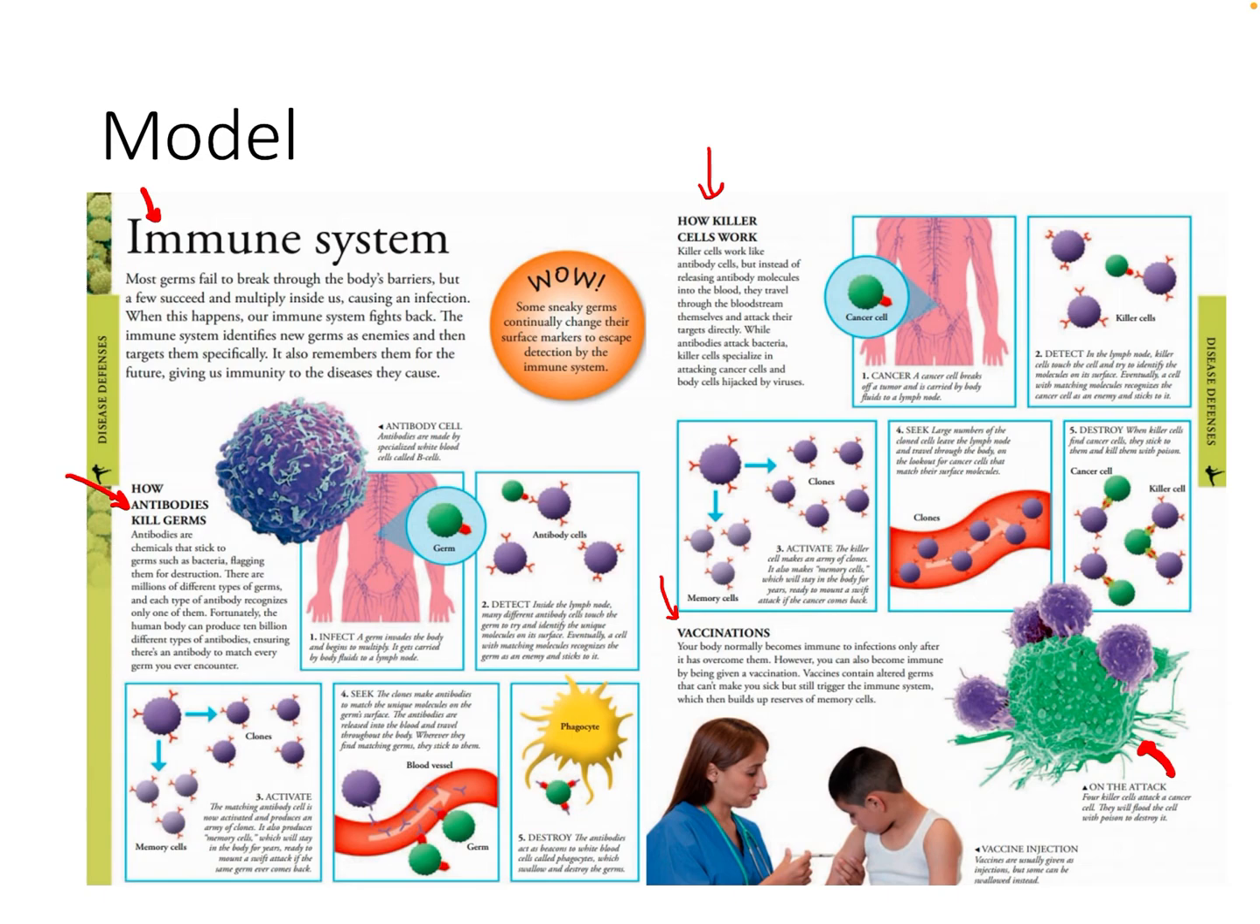Most infections break through the body's barriers, but few succeed. That happens when the immune system fights back. So talking about the immune system fighting back. So how do antibodies kill germs? So quick, antibodies are chemicals, destruction. There are millions of different types. Unfortunately, the human body can produce 10 billion different types of antibodies. Wow. So I know it's about antibodies.